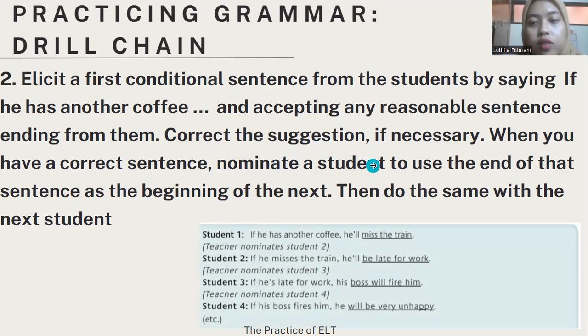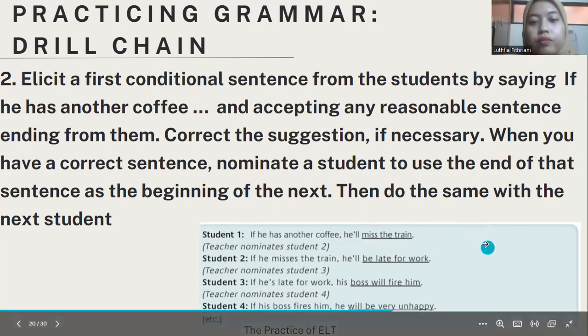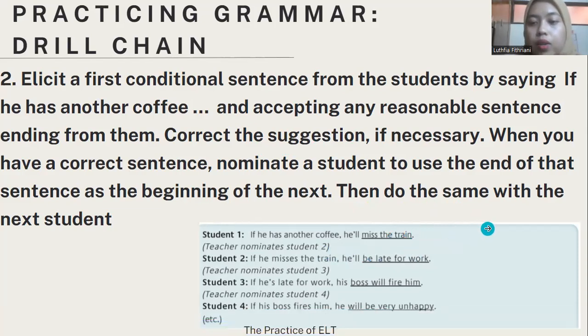Correct the suggestion if necessary. When you have a correct sentence, nominate a student to use the end of that sentence as the beginning of the next. Then do the same with the next student. So this is the example of the activity. If he has another coffee, he will miss the train, and blah blah blah.